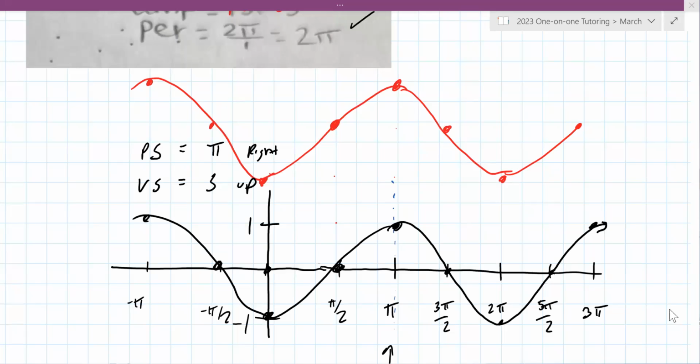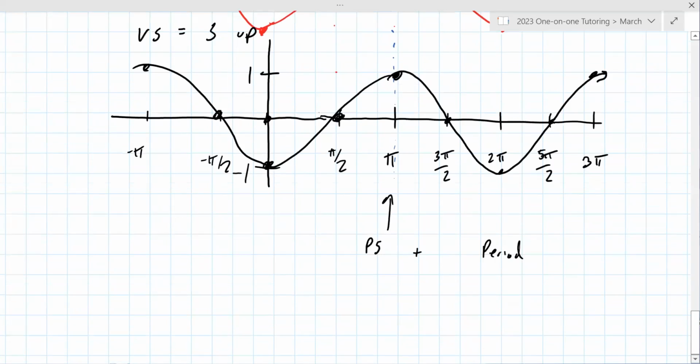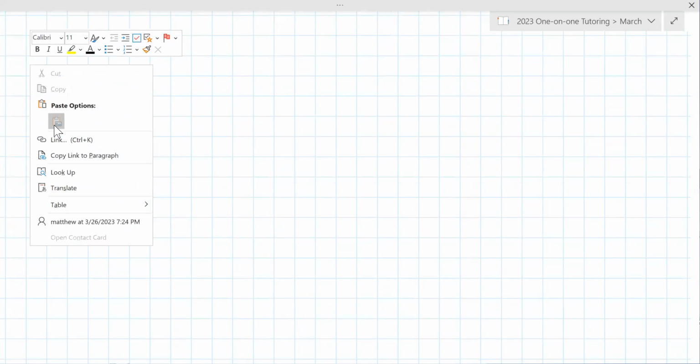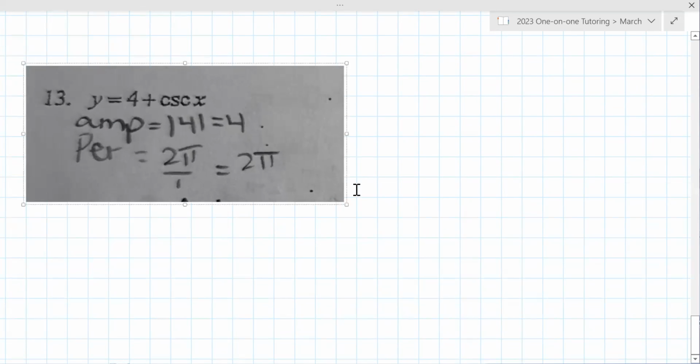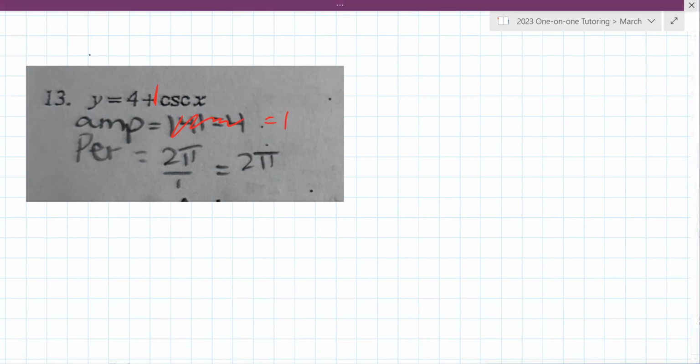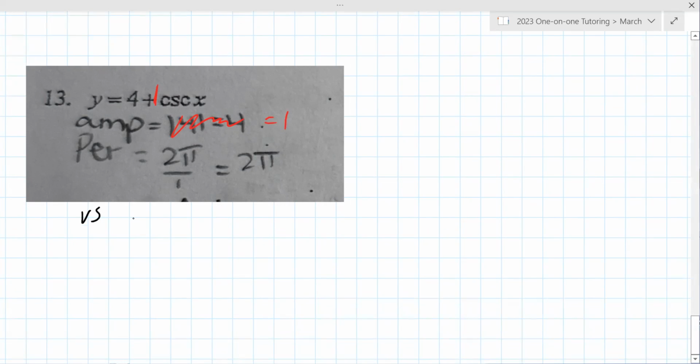All right, so 13 here. It's a little bit odd to think of an amplitude for the final graph of a cosecant or secant, but it is necessary. So this one again, the amplitude is going to be 1, just the 1, and there's a vertical shift of 4, up 4. Is that clear why that is? Yes. Okay, great.